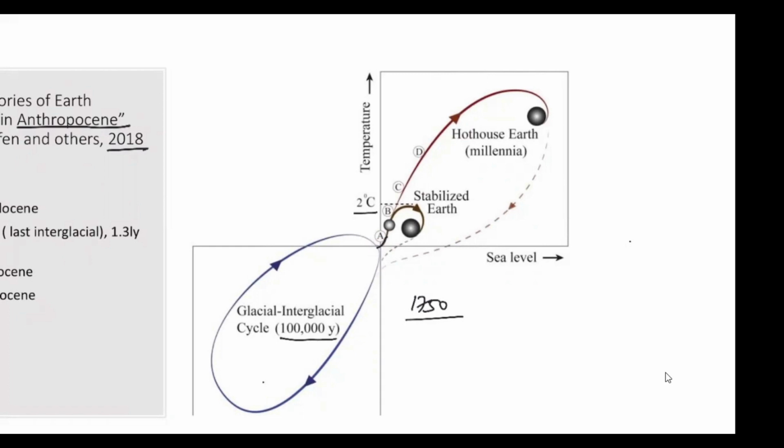Then what will it be? Instead of getting back to the glacial, it can take this particular trajectory, which is called hothouse Earth. And once it reaches this hothouse Earth, it may stay there for millions of years. That is, the system has been within this glacial interglacial for lakhs of years.